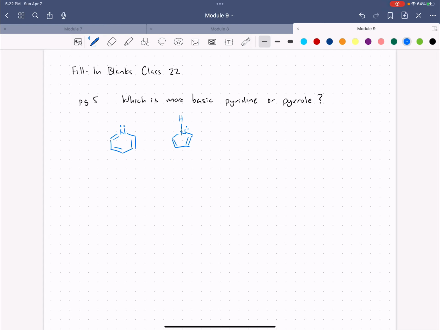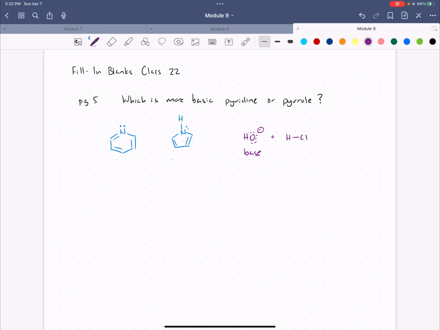I think the first thing we want to do is think about what it means to be basic. You have a base. Let's take HO minus as a base. For it to be a very good base, it has to be a good grabber of a proton.